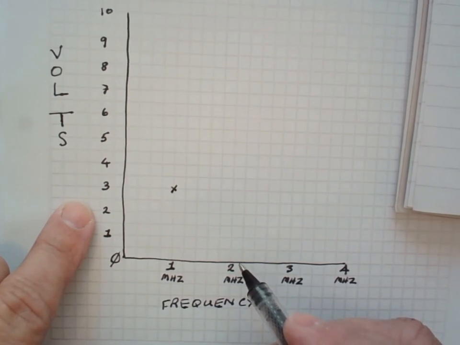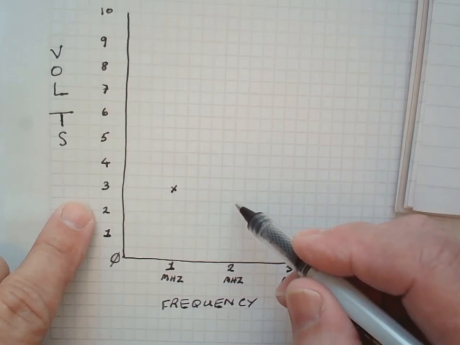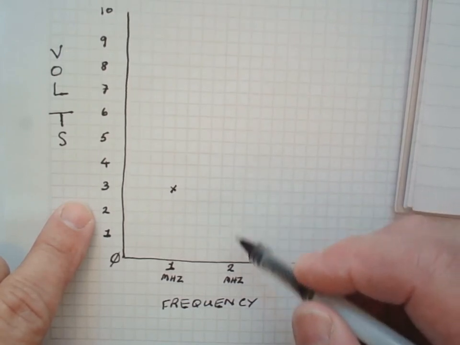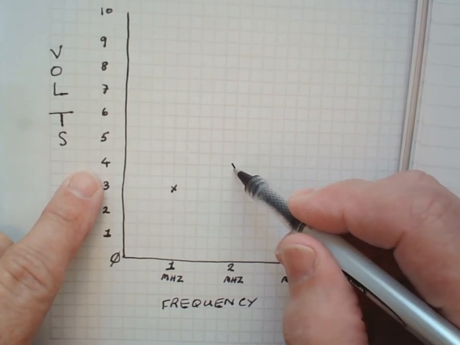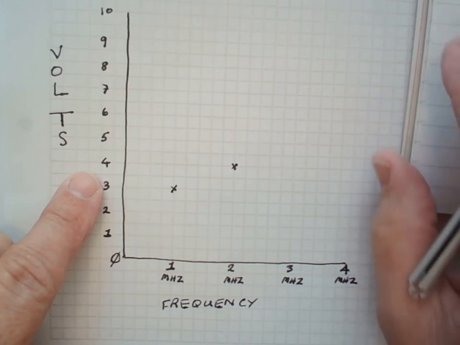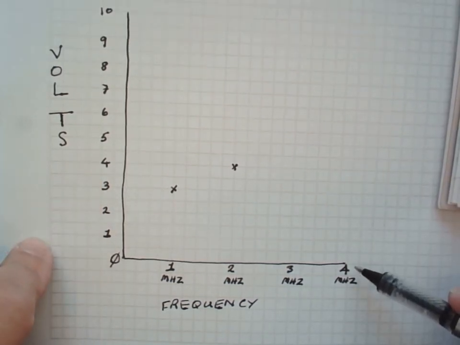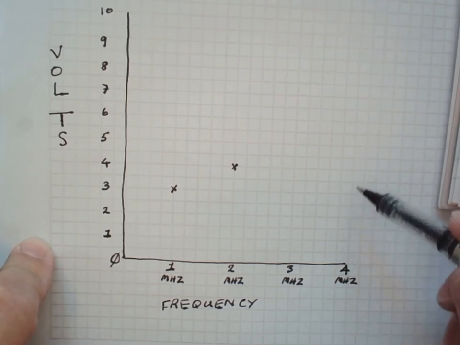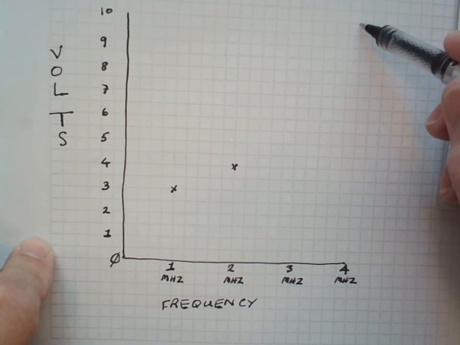We then said at 2 megahertz it let through 4 volts. So if we follow this line up here until it meets there, it let through 4 volts at 2 megahertz. And then at 4 megahertz, right over here, it let through 10 volts. So it went all the way up to the very top there, which I reckon places it about there.